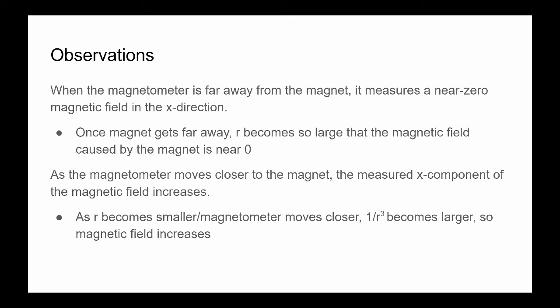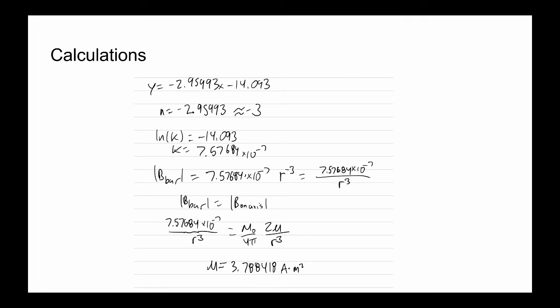So some observations from the lab is that when the magnetometer is far away from the magnet, it measures a near zero magnetic field. That's because as it gets so far away, r becomes so large that the magnetic field becomes near zero. And as the magnetometer moves closer, the x component becomes larger because 1 over r cubed becomes larger, so the magnetic field increases. And here are the calculations for this lab. So as you can see, we've showed that n equals approximately negative 3, and since ln of k is negative 14.093, by manipulating this value and comparing it to the dipole on axis equation, you can get that the dipole moment is equal to 3.788418 amps per meter squared.